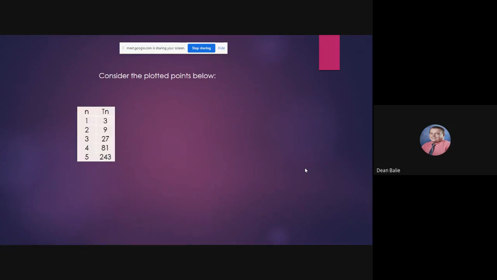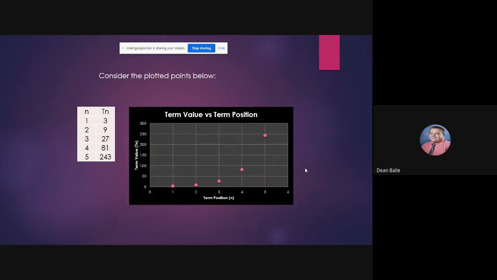Okay. So if we're going to take the first sequence that we started with, where we're multiplying by 3 each time, when the value of n is 1, Tn is 3. Second term is 9, third term is 27, fourth term, etc. If we plot that graphically, that's what our graph actually looks like. Okay. And what type of graph does that look like?